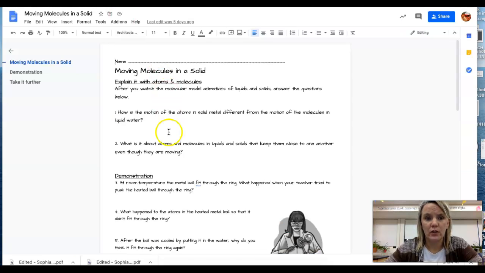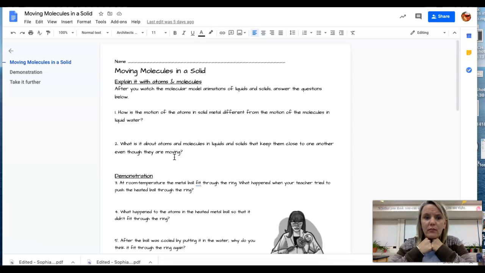Okay, next question. What is it about atoms and molecules in liquids and solids that keep them close to one another even though they are moving? Okay, so we kind of have to think back to that very first lab we did with the wax paper and the water, right? Why do water molecules want to stick together? Think of a magnet. Okay, they're not magnetic, but they are attracted to each other in some way.